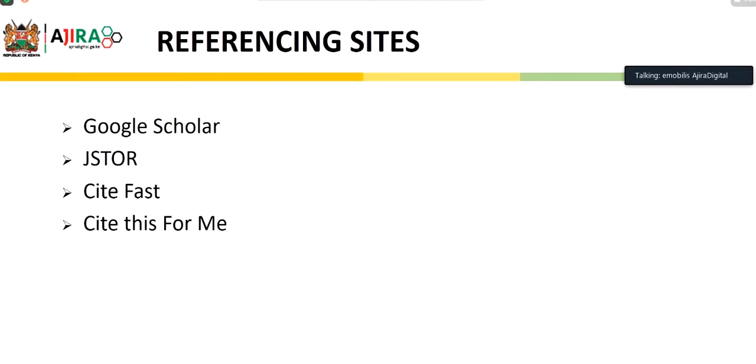So when you want to use references, when you want to borrow ideas that you want to use in your paper, you need to actually extract those references from places. And where are some of the references extracted? We have references from JSTOR. Vile pia unaweza extract references from CiteFirst.